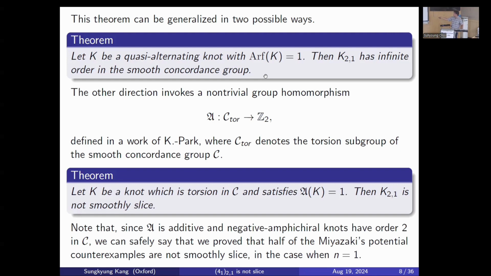So if you have any negative amphichiral knot, which is a torsion element so that this is well defined, and this value is 1, then you can still say that this (2,1) cable is not smoothly slice. This covers half of all possible negative amphichiral knots, but it's just half. We couldn't prove whether it always has infinite order, but at least we were able to prove that it is not slice. Okay.